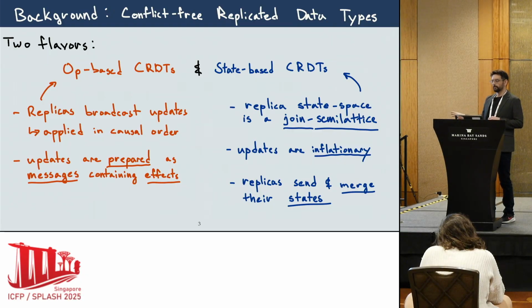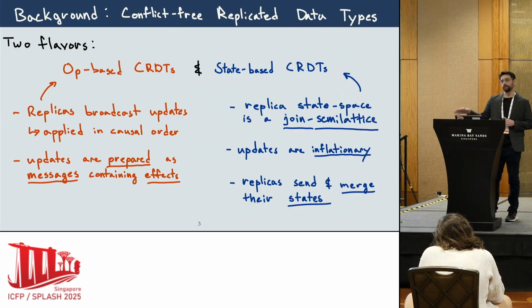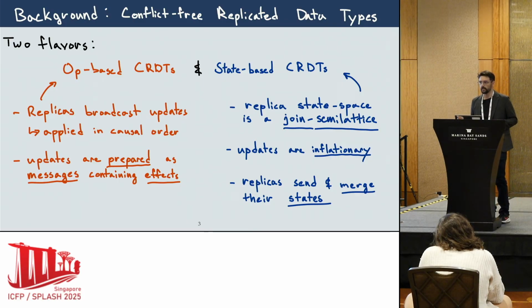So the other flavor are the state-based CRDTs, which enforce consistency by requiring that the state space is a join semilattice. And then they propagate their states to the other replicas. And since it's a join semilattice, as long as they can perform a merge, if all the replicas can mutually merge with each other, they will eventually converge and give the same state.